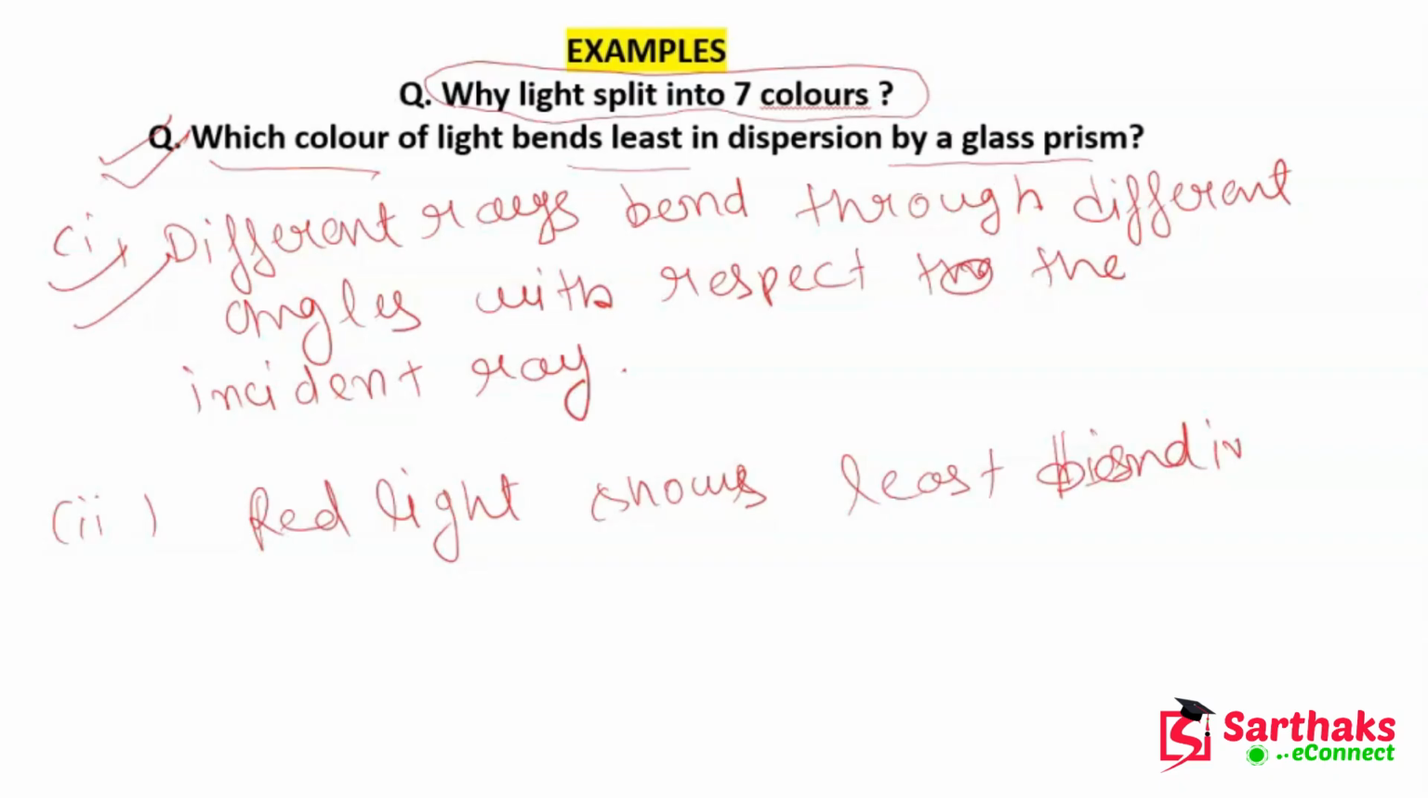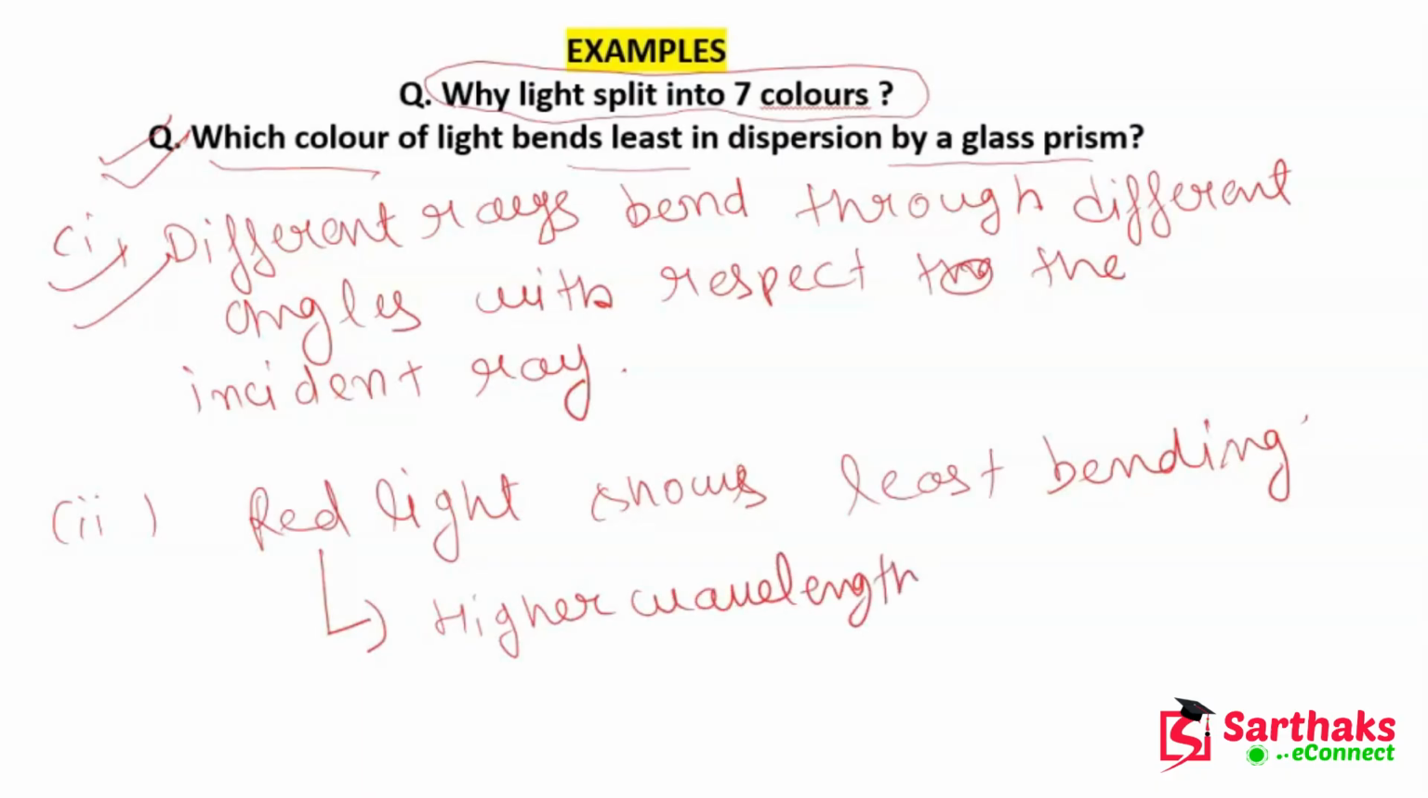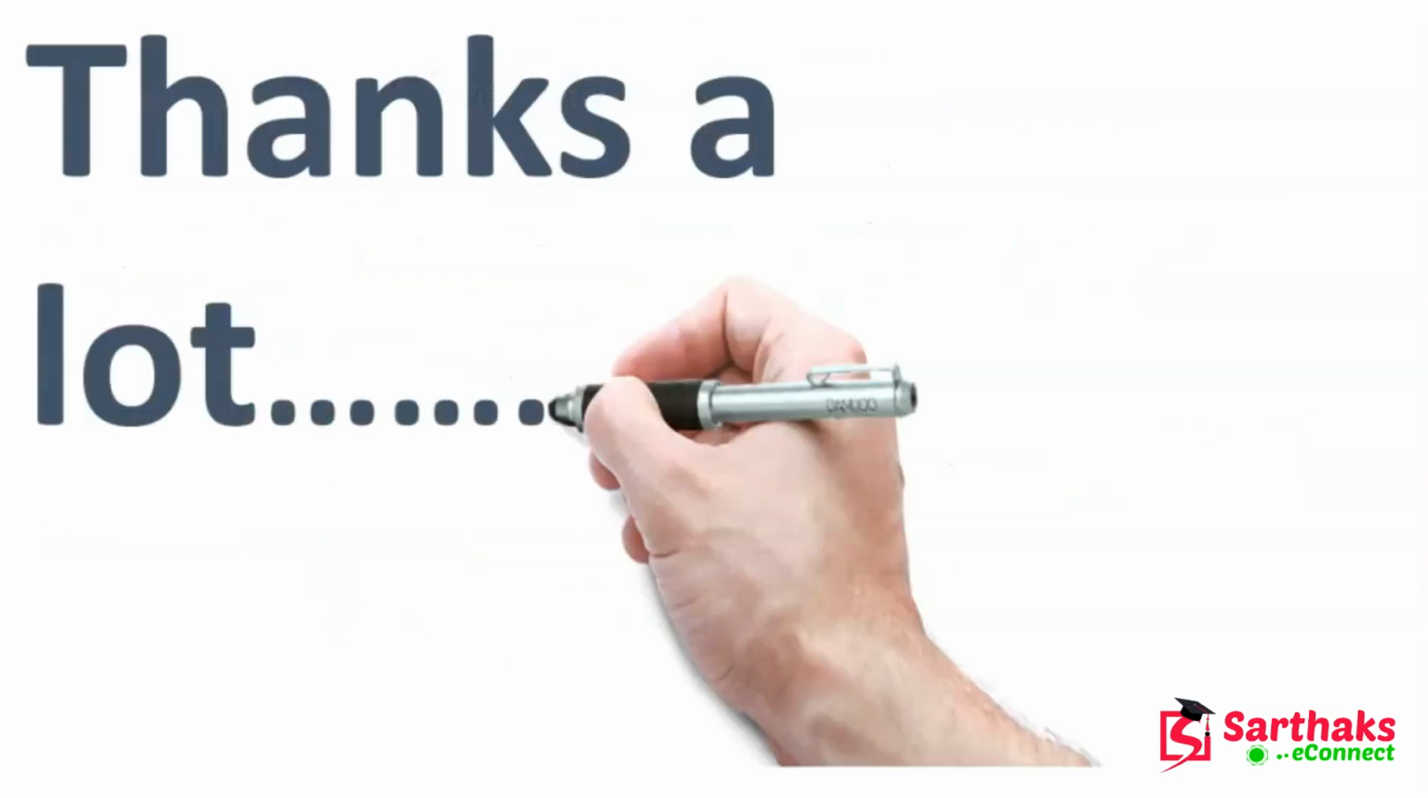Let me erase it and make it clear for you. Least bending. And why does red light show least bending? Because it has the highest wavelength. That's why it shows least bending. I hope this is clear to you. Now let's move on to the next slide.